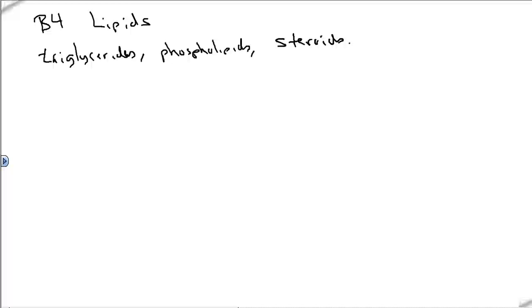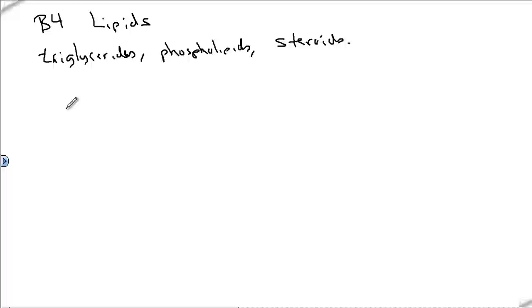Steroids are precursors for many things: hormones, sex hormones, growth hormones. They are precursors to cholesterol and many compounds in that nature. So I'll refer to them briefly. I'm going to focus most of my time on triglycerides and fatty acids.